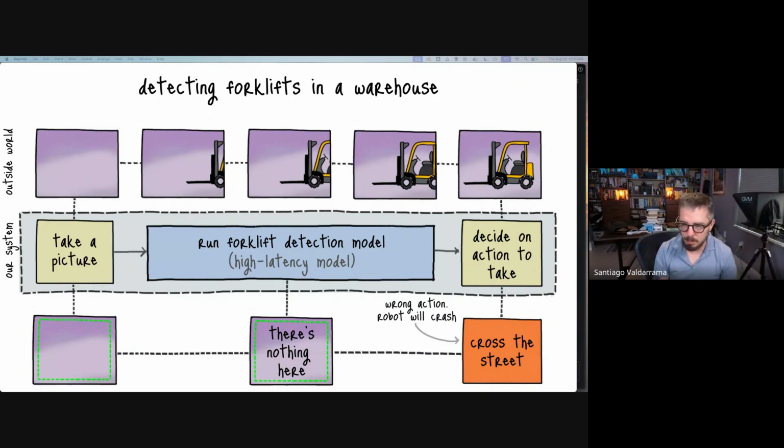That's why usually people talk about time to first byte. That's like a TTFB, time to first byte. And they talk about that because it's how long it takes to receive the first byte from the model.